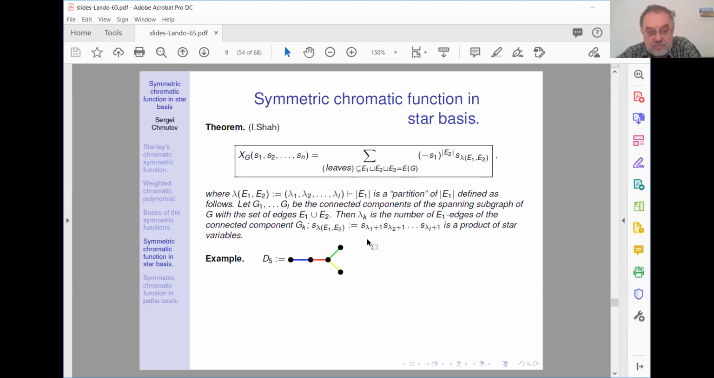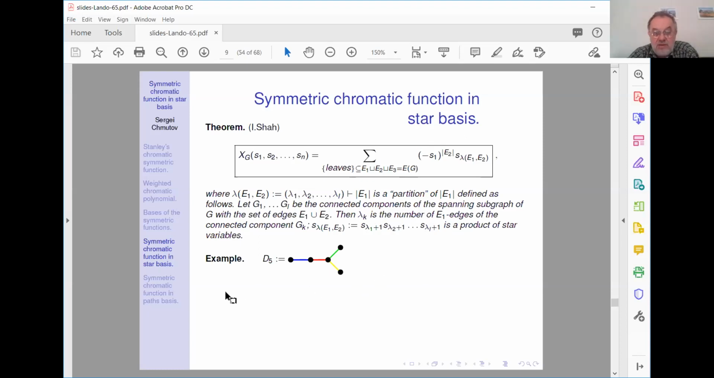And so that is why lambda is allowed to be 0. Sometimes I have no edges. I have isolated vertices in there, so there are no E1 edges in that at all. So that will be 0, but it will be the variable S1, the same variable corresponding to an isolated vertex as the star of 1 vertex.